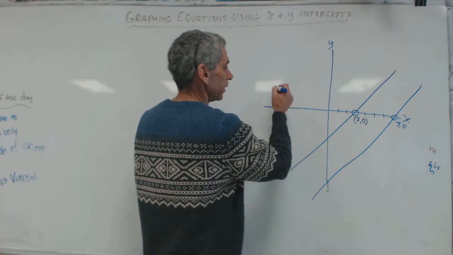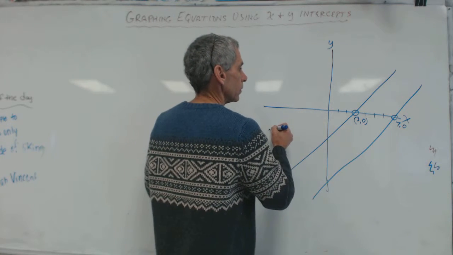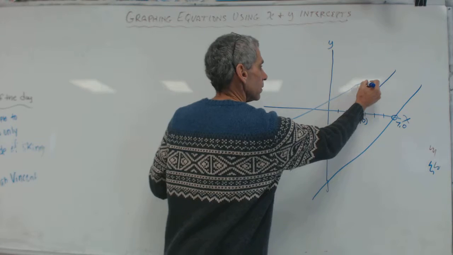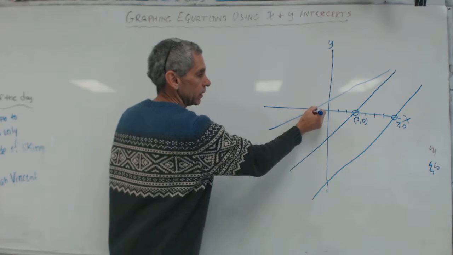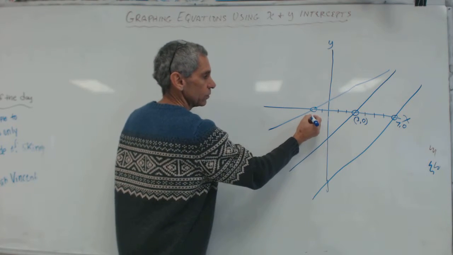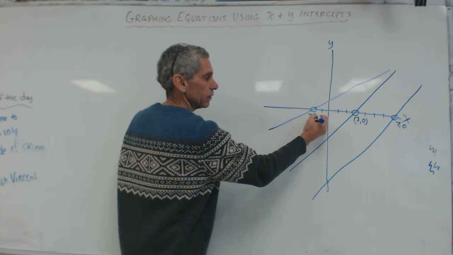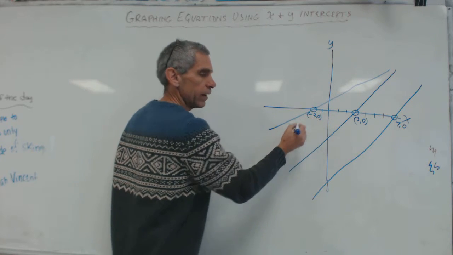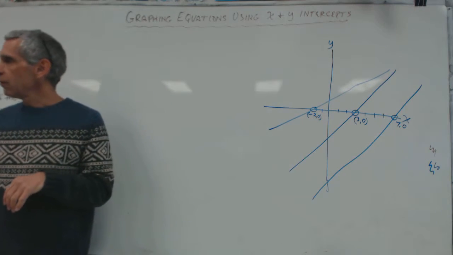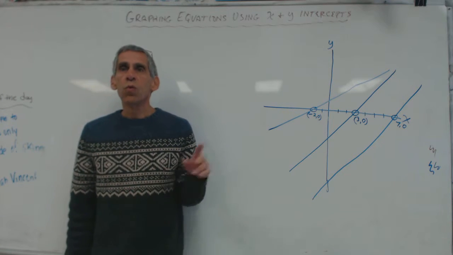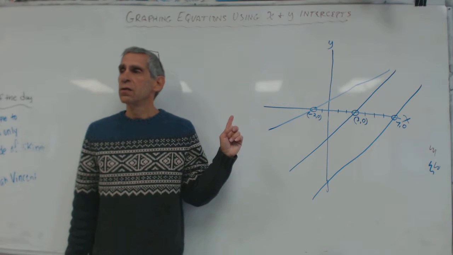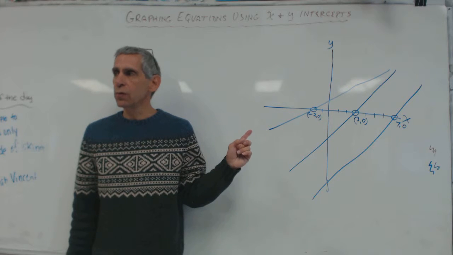Let's say I had a line like this. And here's this point. So what is this? Negative 2, comma 0. You guys see that? Everybody sees that, right? What is common to all those points?